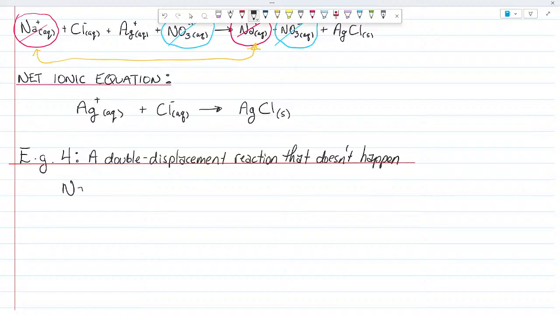All right, so let's react. Sodium chloride, in its aqueous form, with magnesium nitrate, which of course would be Mg(NO3)2 because magnesium wants to give away 2 electrons. Nitrate can only take 1, so we need Mg(NO3)2. What would the products be here?